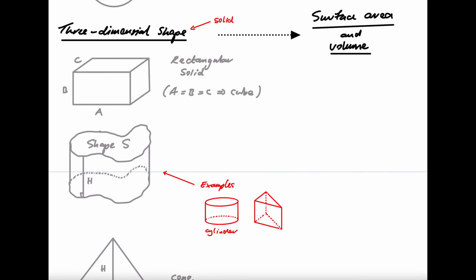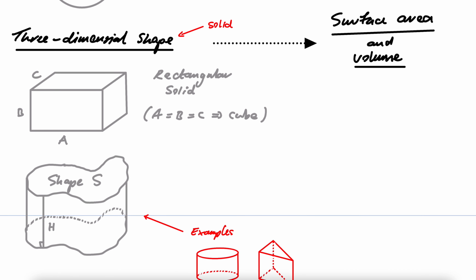Alright, so let's go through each of these examples, determining as a formula what the surface area is and what the volumes are.